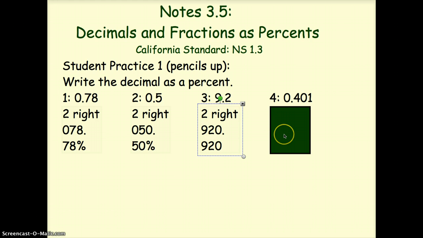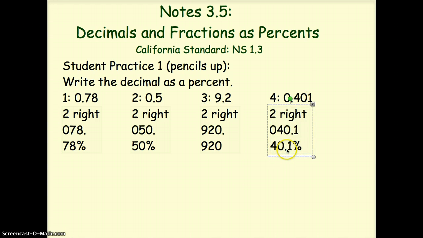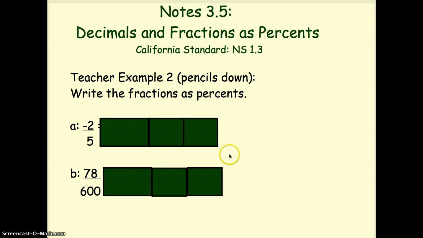I don't know where the percent sign is there. And number 4, moving it 2 spaces to the right. Now notice when it moves 2 spaces to the right on number 4, there's still a decimal point because it doesn't go all the way. So we end up with 40 and 1/10%. Okay, so go ahead, make sure you've got all the correct answers on there, and let's move on to teacher example 2. Okay, writing the fractions, write fractions as percents.